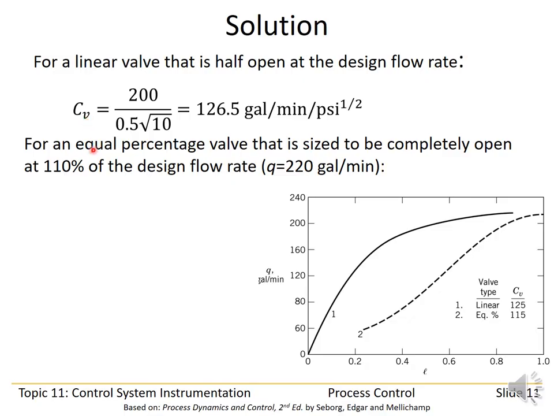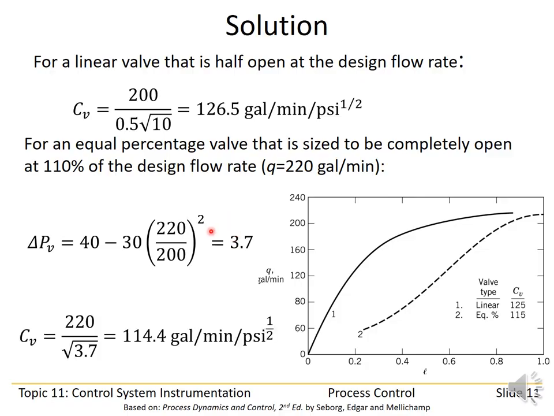For an equal percentage valve that is sized to be completely open at 110% of the design flow rate, 110% of the design flow rate is 220 gallons per minute. From the equation on the previous slide, the pressure drop across the valve at 110% of the design flow rate is only 3.7 psi. And if the valve is completely open, the lift is equal to 1. And so our valve coefficient is given by this expression, 220 divided by the square root of 3.7, which is 114.4 gallons per minute per psi raised to the power 1/2.